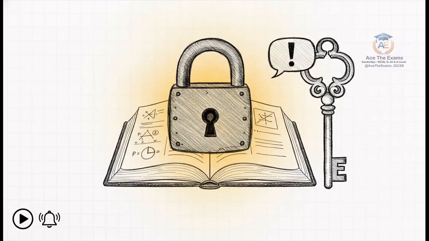Well, the diagnostic cliffhanger here is that the hidden cause of failure doesn't lie in your physics knowledge at all. It lies entirely in the exam command words. If you don't know the exact difference between explain, describe, and evaluate in the super strict eyes of a Cambridge examiner, your flawless physics will be entirely wasted. So ask yourself, how many marks have you unknowingly thrown away simply because you misread a single verb? You absolutely need to know how these words decide your mark band.